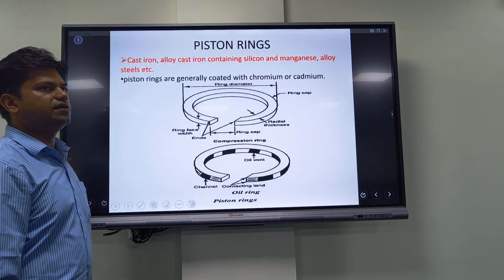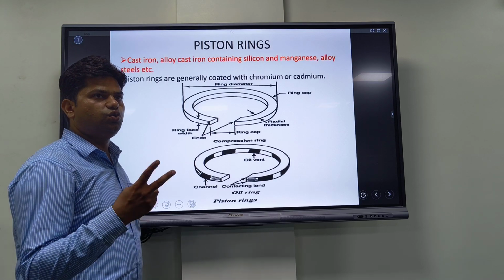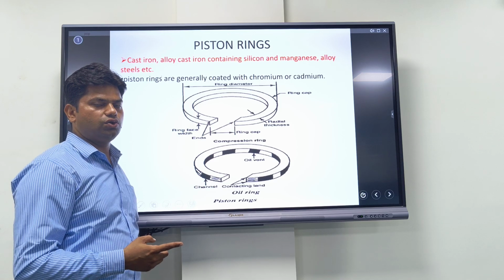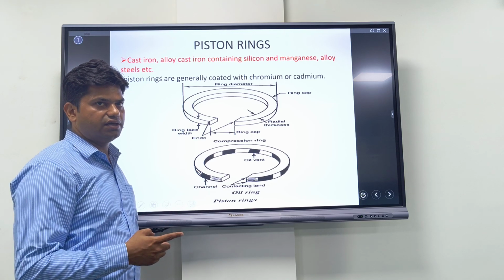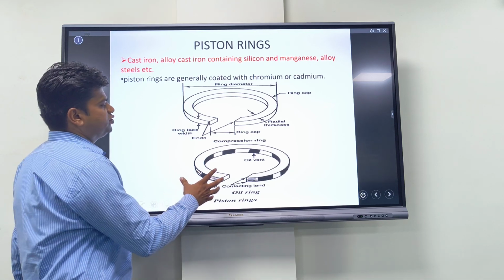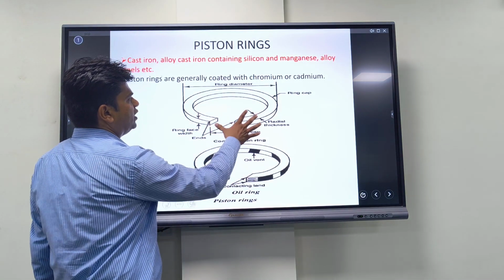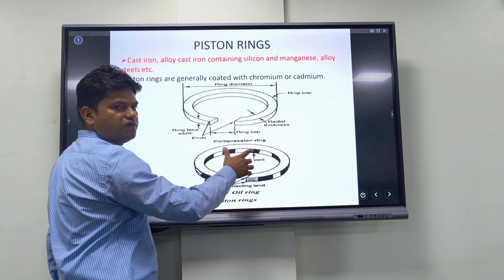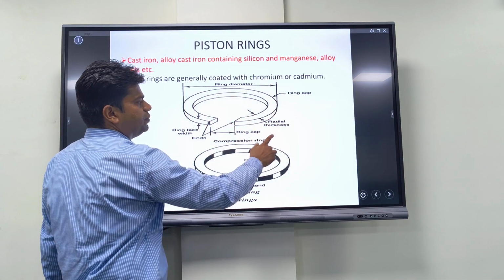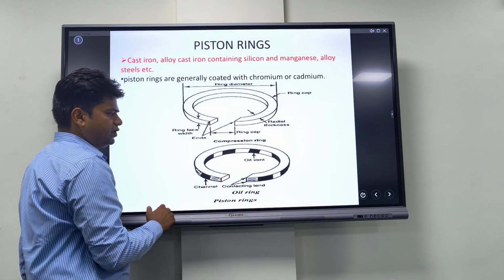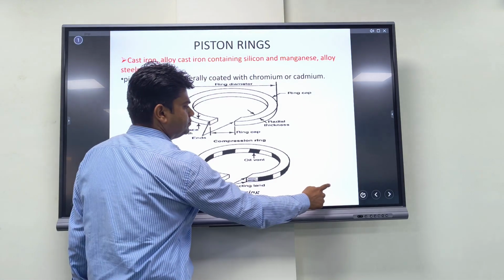The piston ring. There are 2 different types of piston ring. One is the lubrication ring and one is the pressure ring. The structure of a piston ring looks like this. Ring diameter, different specifications of a piston ring, ring gap, radial thickness, ring face and so on. Next slide.